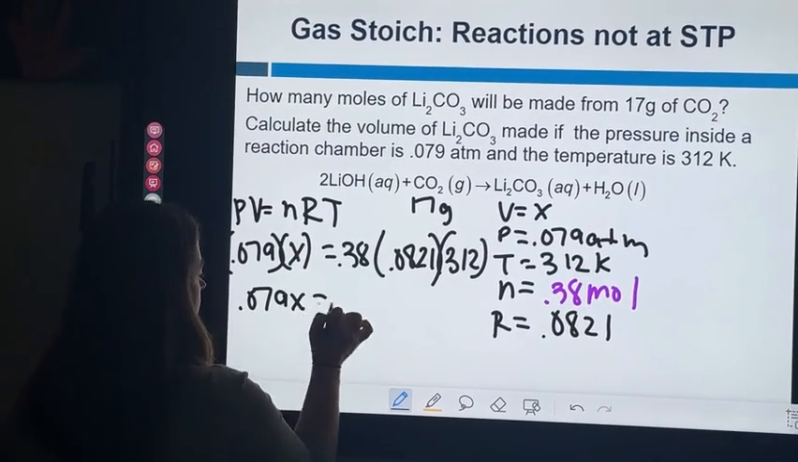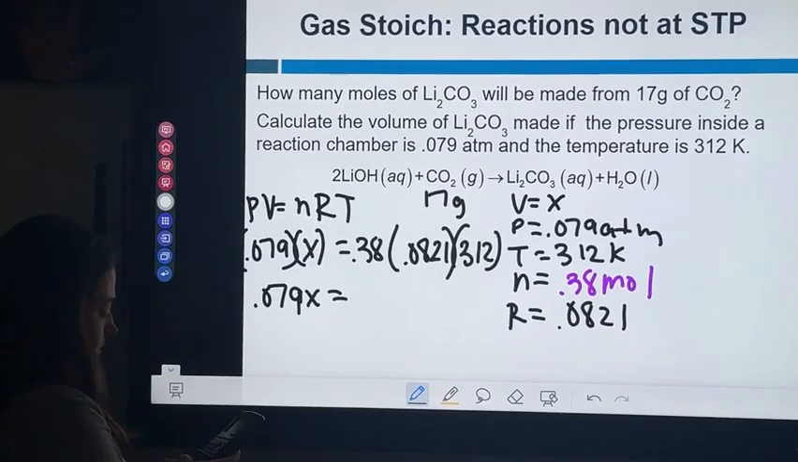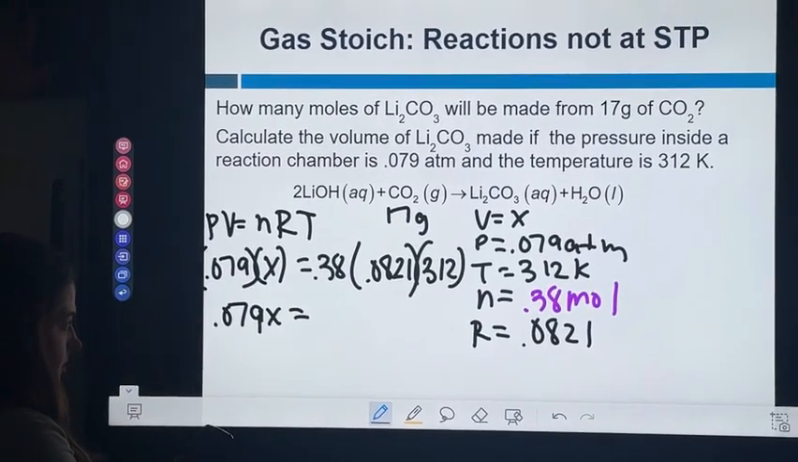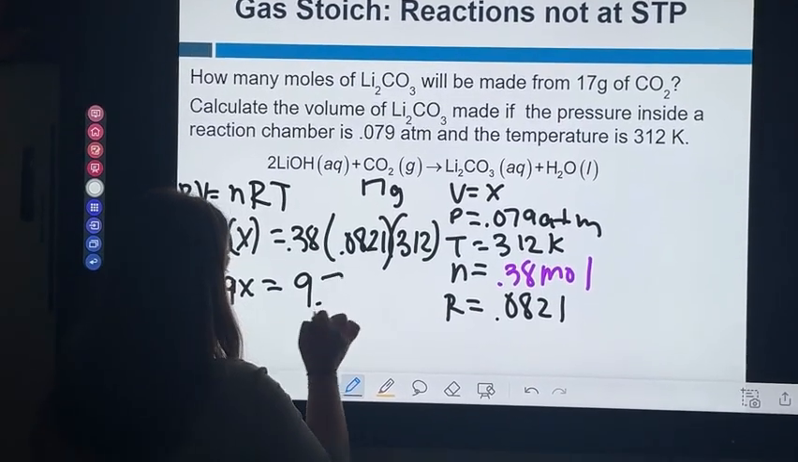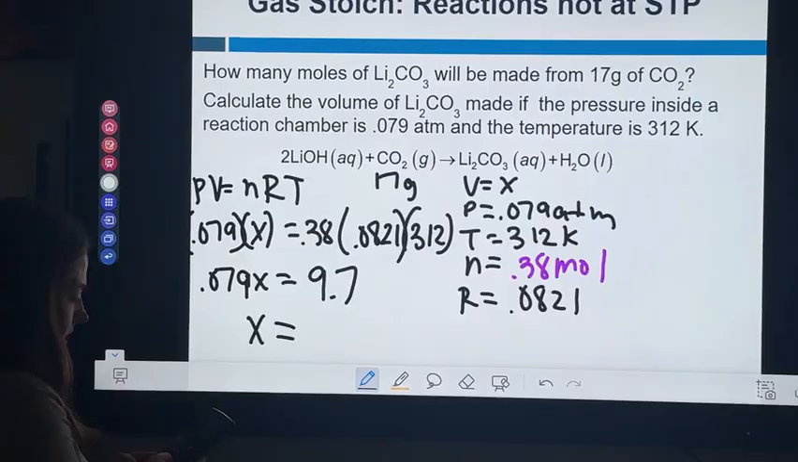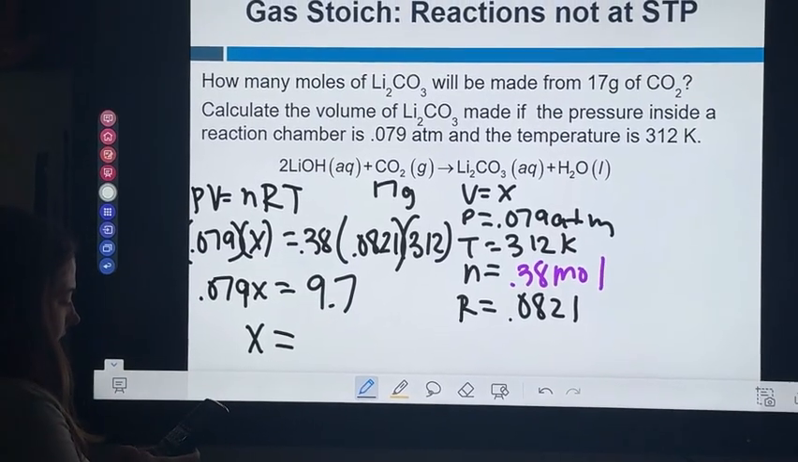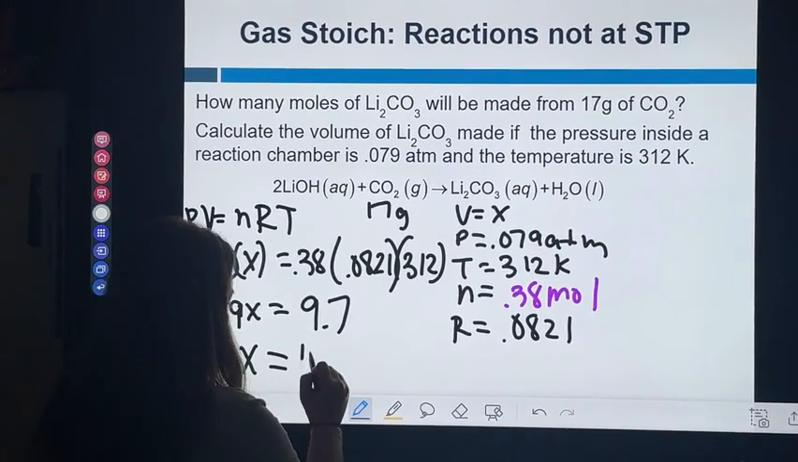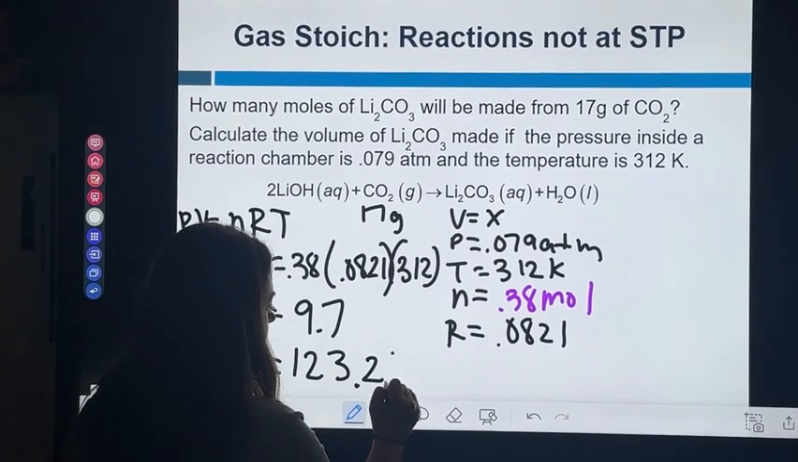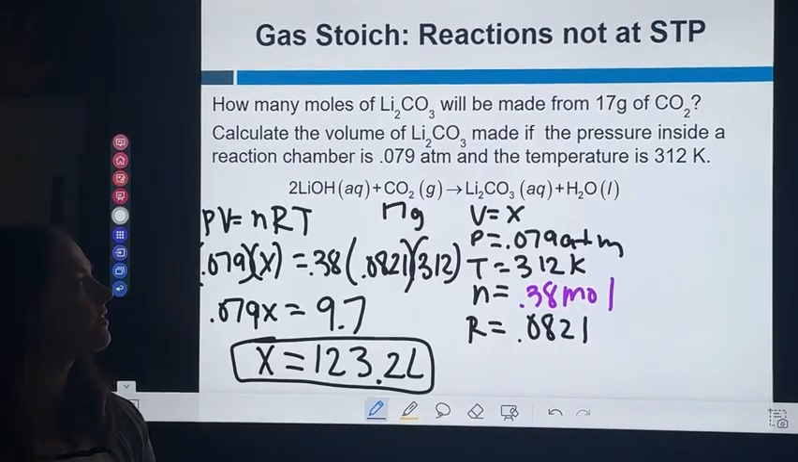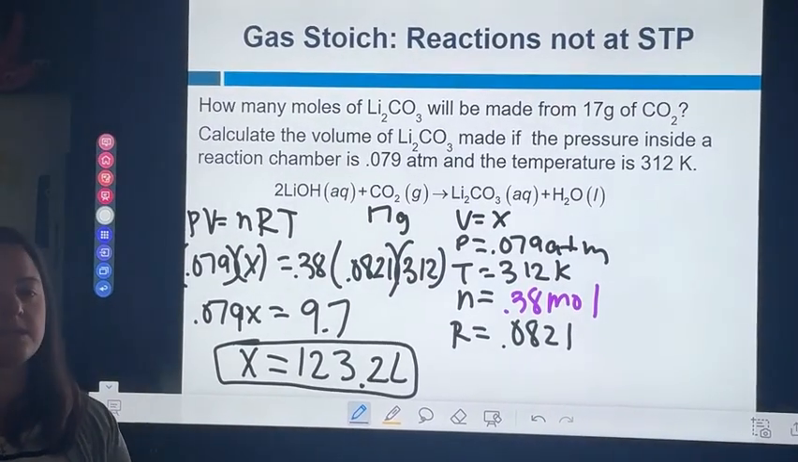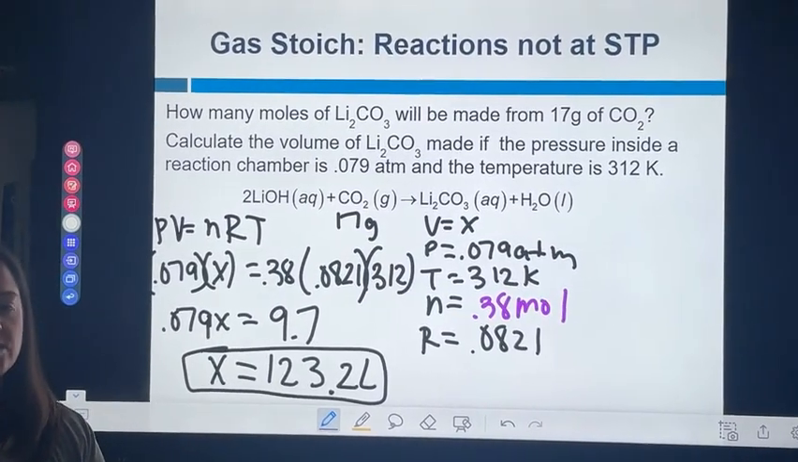0.079X is equal to 0.38 times 0.0821 times 312. And you get 9.7. And then X is going to be 9.7 divided by 0.079, so 123.2 liters. Okay? So I know we covered a lot. We covered a lot of gas stoichiometry with and without STP. If you need more help or have questions, talk to your teacher.